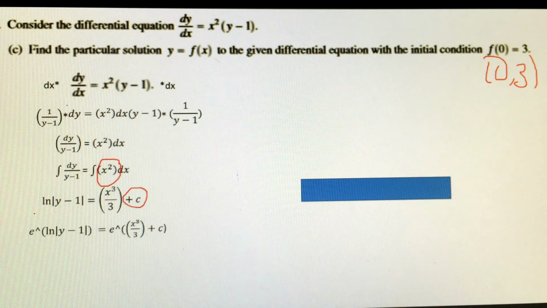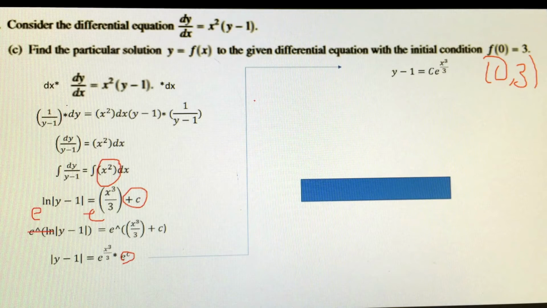And then we're going to take e to the power of both sides, and then that'll give us this. And then we're going to be able to cancel out that e in natural log, which was the whole purpose of using that e. And then that's going to give us y minus 1 equals e to the x cubed over 3 times e to the c. And now this e to the c is a constant, which means that we can bring that c up to the front of that e to the x cubed over 3.